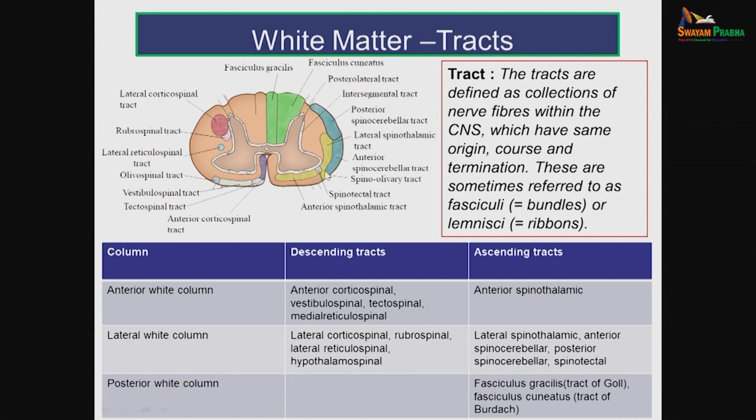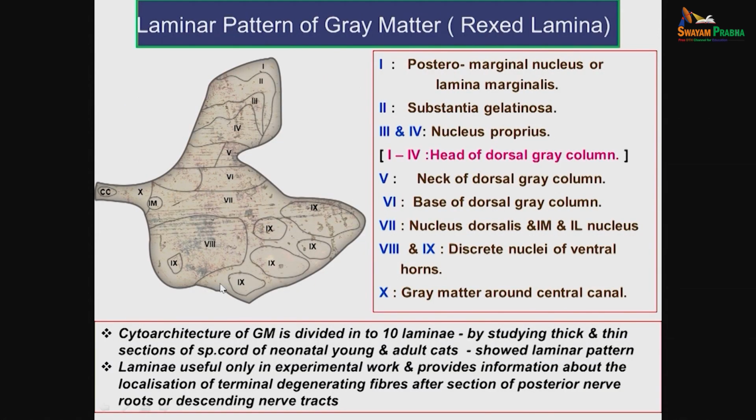So this is the position of the tracts. We have learnt the various nuclei present in the grey matter, and also the various tracts present in the white matter. There is a laminar or layered pattern of the grey matter called Rexed lamina. It was Rexed who described this. This cytoarchitecture of the grey matter is divided into 10 laminae. This can be learned by studying thick and thin sections of the spinal cord of neonatal, young and adult cats.